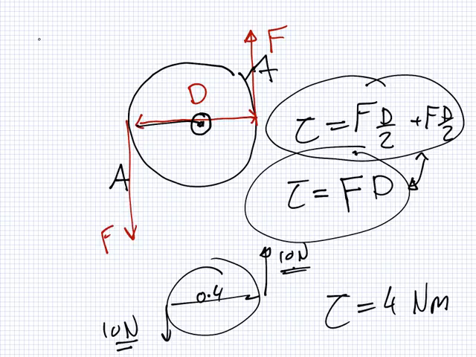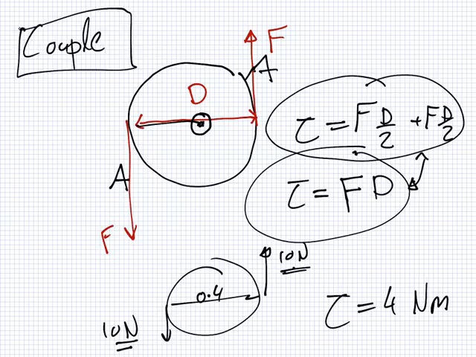This system is called a couple. Okay. It's a very common, special type of system. What's important about it is that these forces only rotate the wheel. They do not cause the wheel to move up or down, because 10 minus 10 is 0. So the only effect is to turn the wheel.